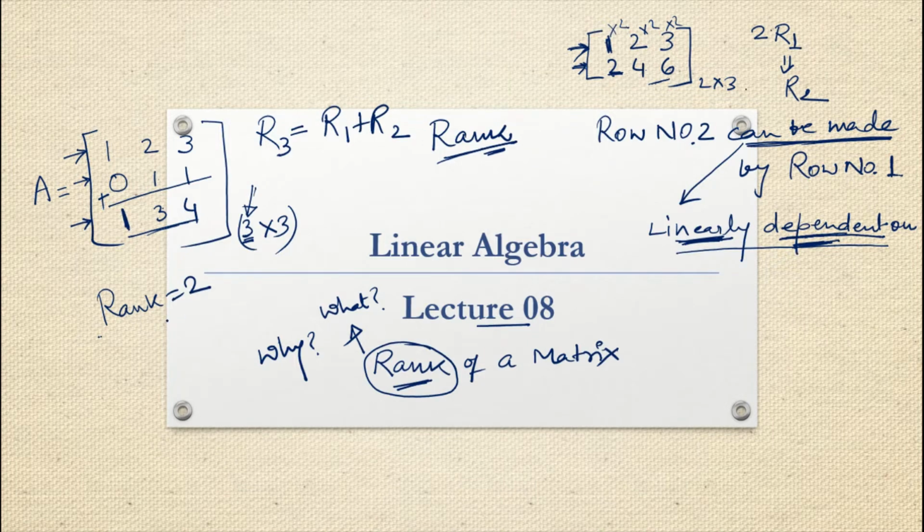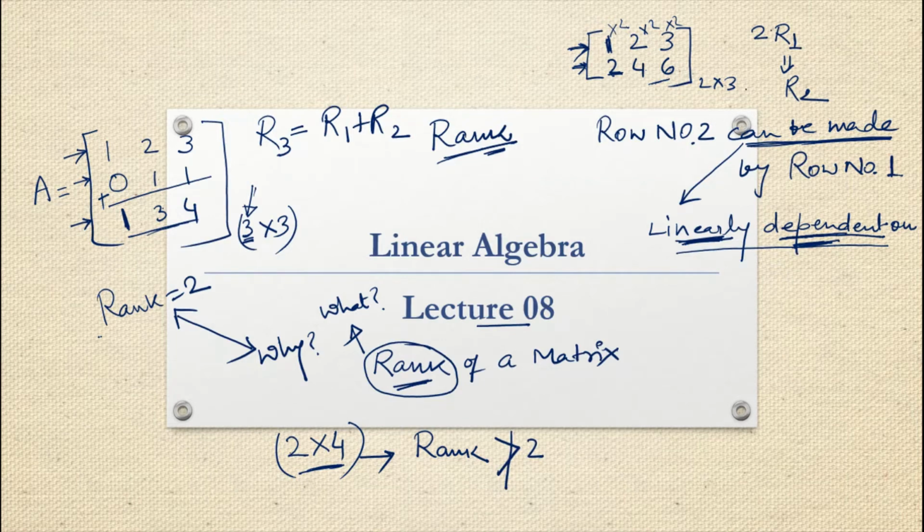This is why we find the rank of a matrix. Rank tells us how many rows are giving distinct information, or how many rows are linearly independent. One important observation is that for a matrix, the rank cannot be larger than the smallest dimension of the matrix. That means if I give you a matrix with 2 rows and 4 columns, the rank of this particular matrix cannot be larger than 2.